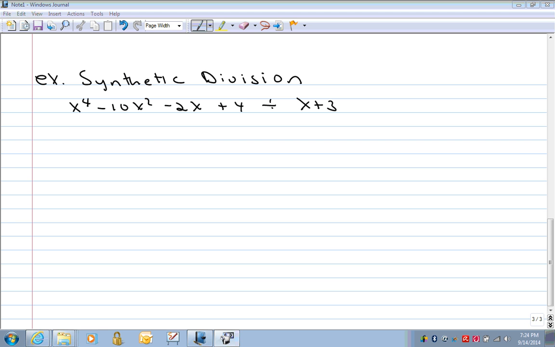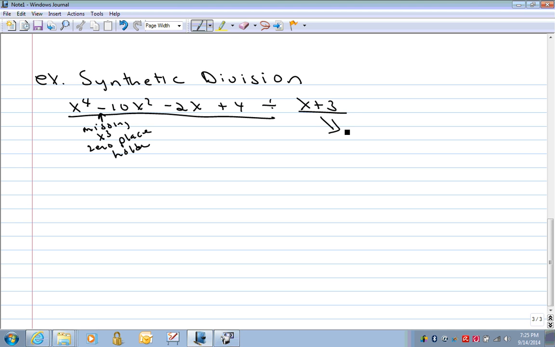So let's first take a look at our dividend here. Notice we have an x to the 4th, an x squared. We're missing an x cubed, so we will have to put a 0 placeholder in our division. Then we have an x to the 1st, and we have our constant. So that's the only thing missing, so we have to put a placeholder right in here. We're going to divide by x plus 3.